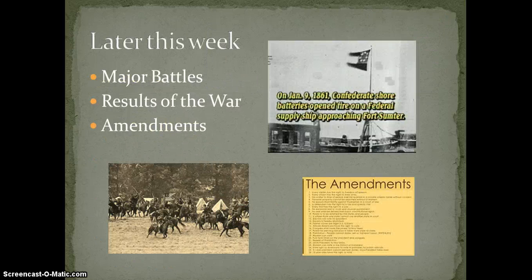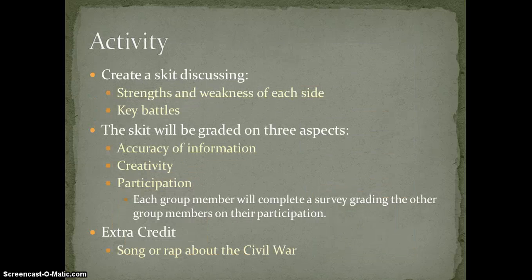So later this week, we're also going to be talking about major battles, which is really good for your skits, and results of the war, as well as amendments, and that will give you a lot more information to use. That's coming up this week. And for this activity, we'll go over it in a little more detail now. I want each group, Northerners and Southerners, to make a skit where they discuss the strengths and weaknesses of both the North and the South, and discuss key battles, who won, who lost, casualties.